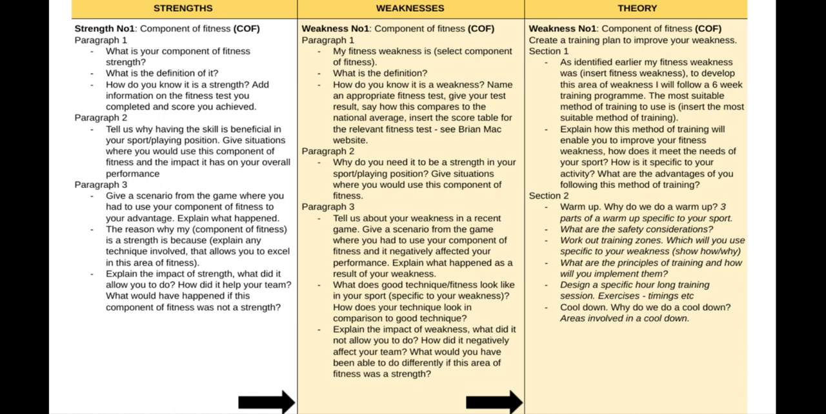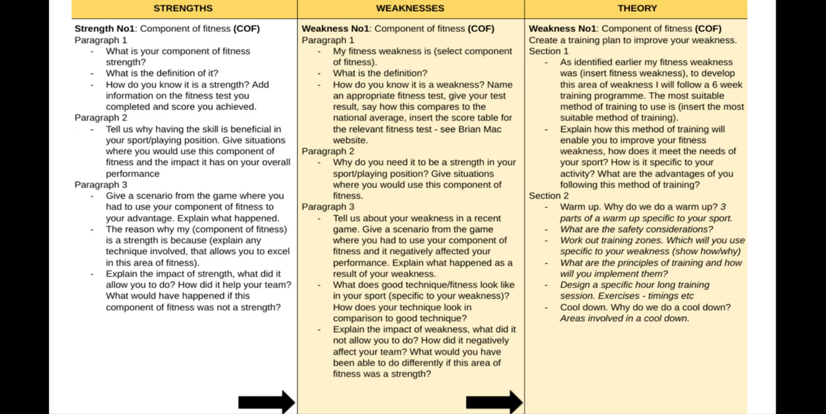This presentation has two slides which aim to provide an overview of the content involved for the whole of the coursework assignment. You'll notice that I've divided the coursework into three columns titled Strengths, Weaknesses and Theory. That's just so that we can break it down a little bit easier, and it provides you a slight amount of scaffolding for your presentation.